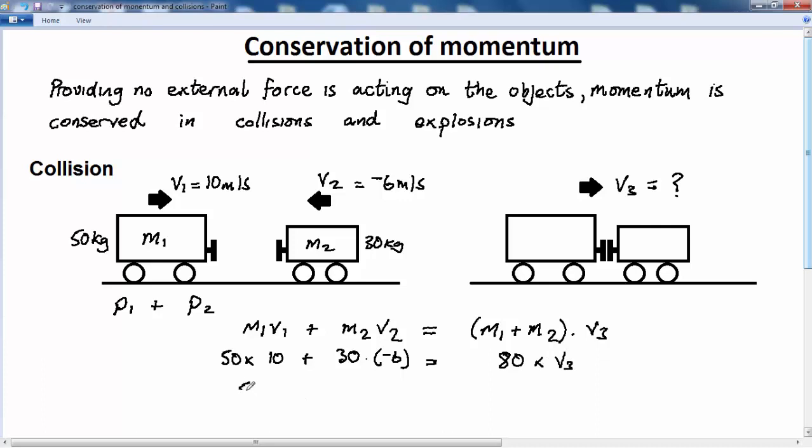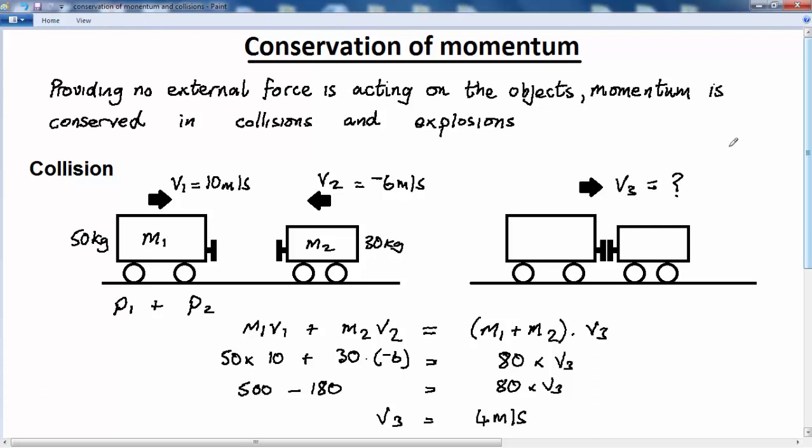That gives us 500 minus 180 equals 80 times v3, and if you sort that out, that gives you 320 divided by 80, which will work out as 4 meters per second. Now the velocity is positive, again emphasizing that we're moving from left to right. All right, so we've calculated the velocity of the combined trolleys.